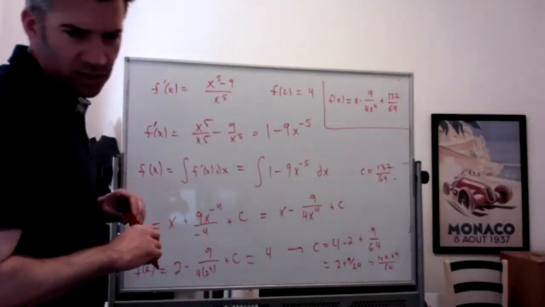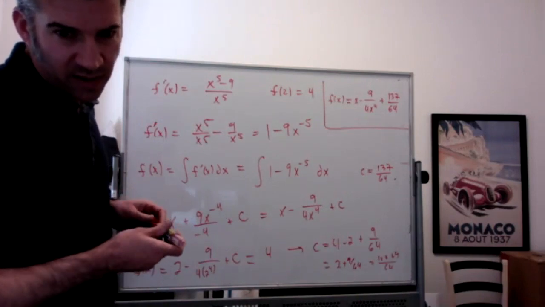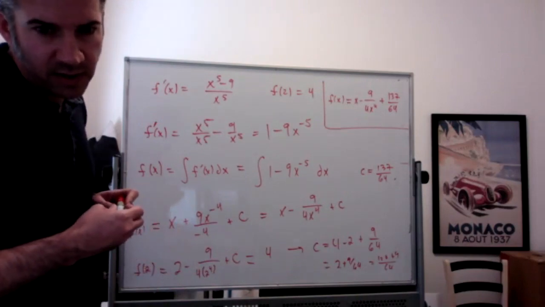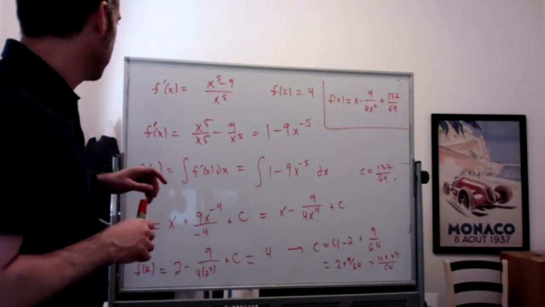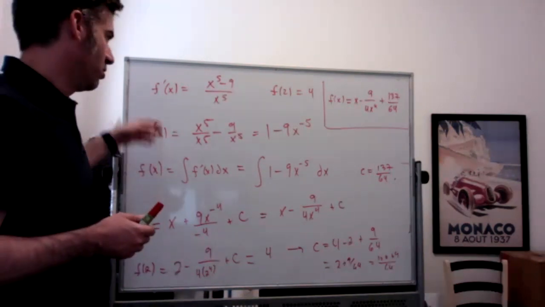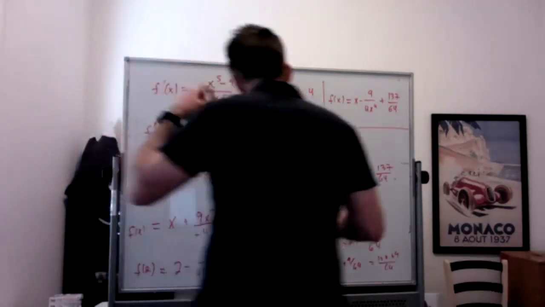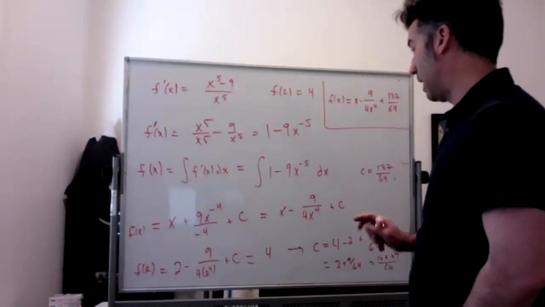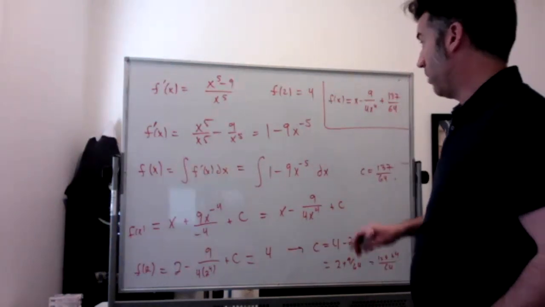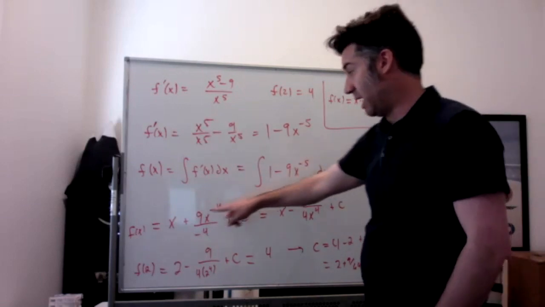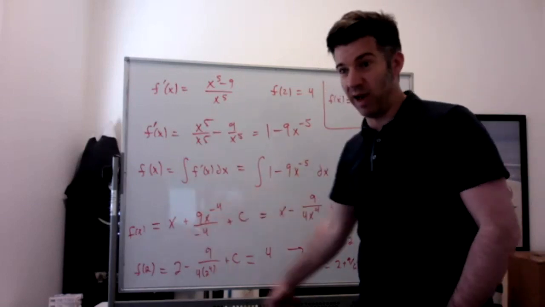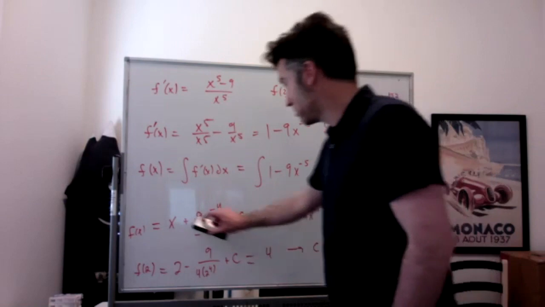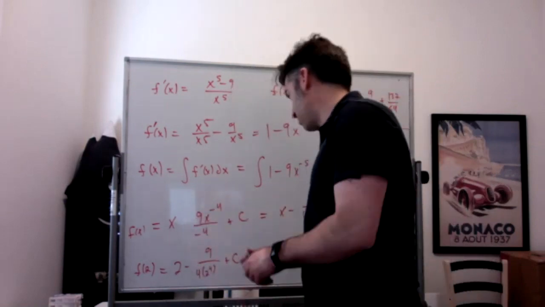Let me see. So someone's asking, can you explain why the sign changed from negative to positive when first integrating? Oh, you're totally right. I made an error. That's what happened. This was a minus sign and I lost it right there. So let's go back and fix it. So that should have actually been a minus sign.